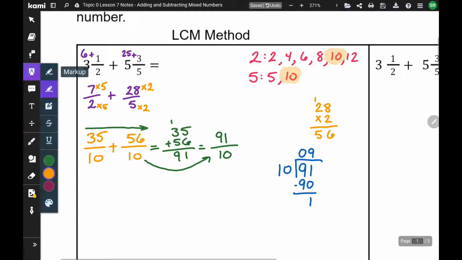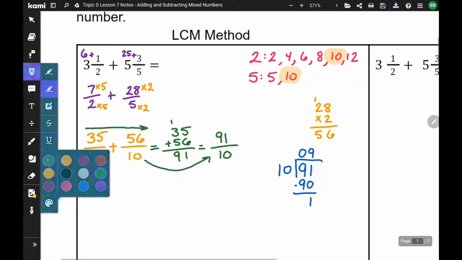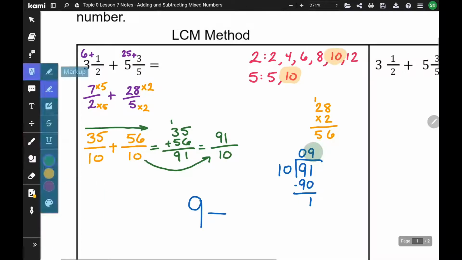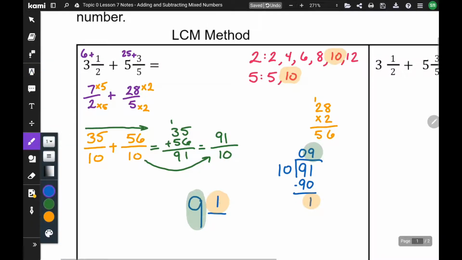Now we have to remember here the pieces of our division and how they relate to our mixed number. Our whole number, 9, is going to be from our quotient, our answer to the division problem. So we know that our whole number for this is going to be 9. And for our fraction, we are going to look at our numerator, which is how many was left over in the end. So that's our remainder down here. So our numerator is going to be a 1.